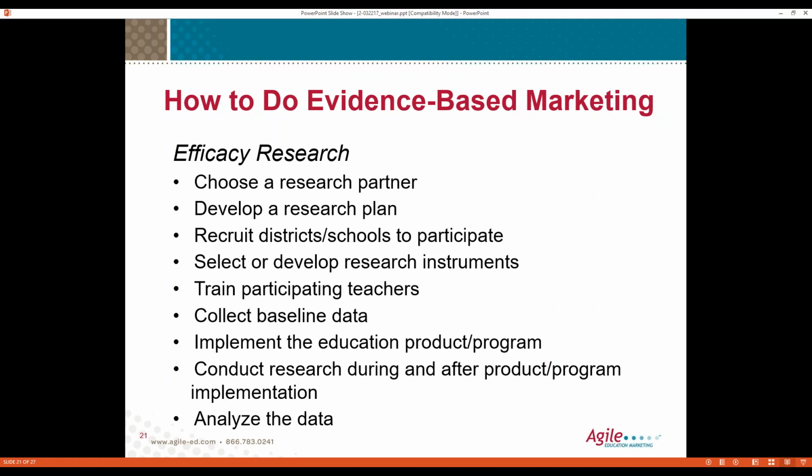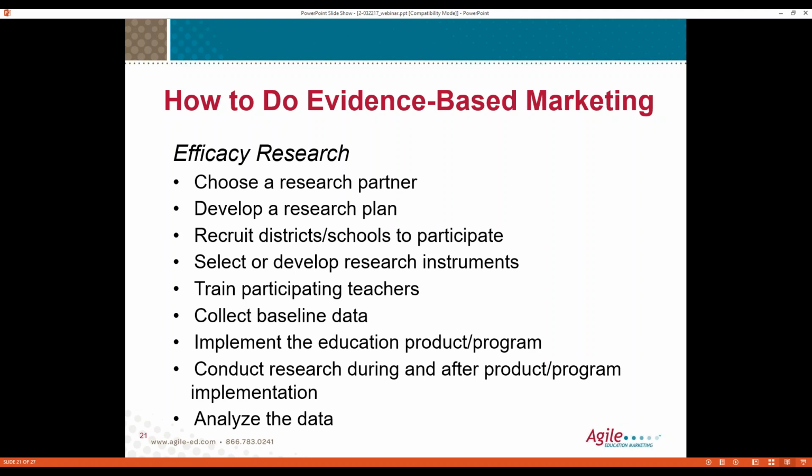You want to make sure that the teachers are trained to implement the study, and that's usually you as the publisher or the provider of the product. You would provide that training. We want to collect baseline data. It would be a combination of student demographics and prior achievement data. Then you go about implementing that product for however long the study is going to take place. And then you're conducting research during that implementation and after the implementation.